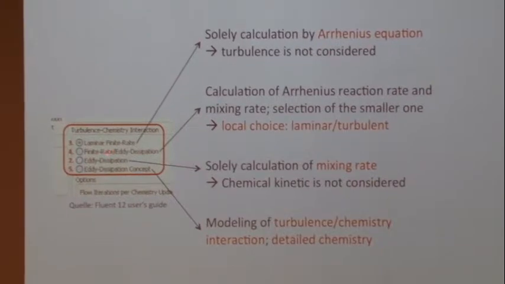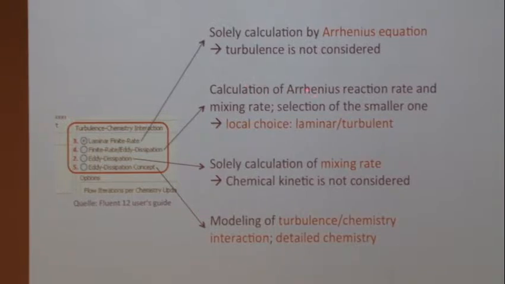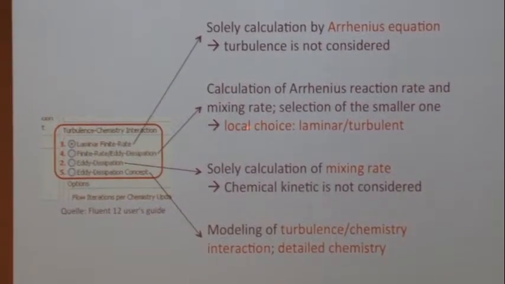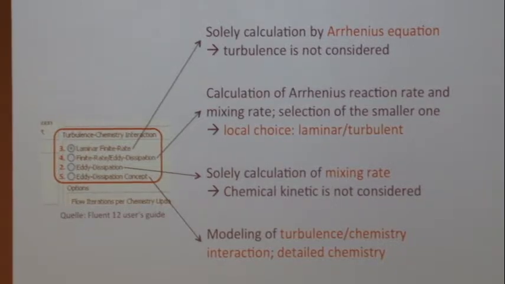And then you have this combination here of the finite rate and Eddy-Dissipation concept, where you calculate Arrhenius rate coefficients and the mixing rate, and then there's a local choice which one is the smaller one, and you either take the mixing controlled or the chemistry controlled rate. And then there's the Eddy-Dissipation model, which is just mixing controlled. And there's the Eddy-Dissipation concept, which is the one I just mentioned that creates these volumes for the small scales and time scales for the small scales and so on.